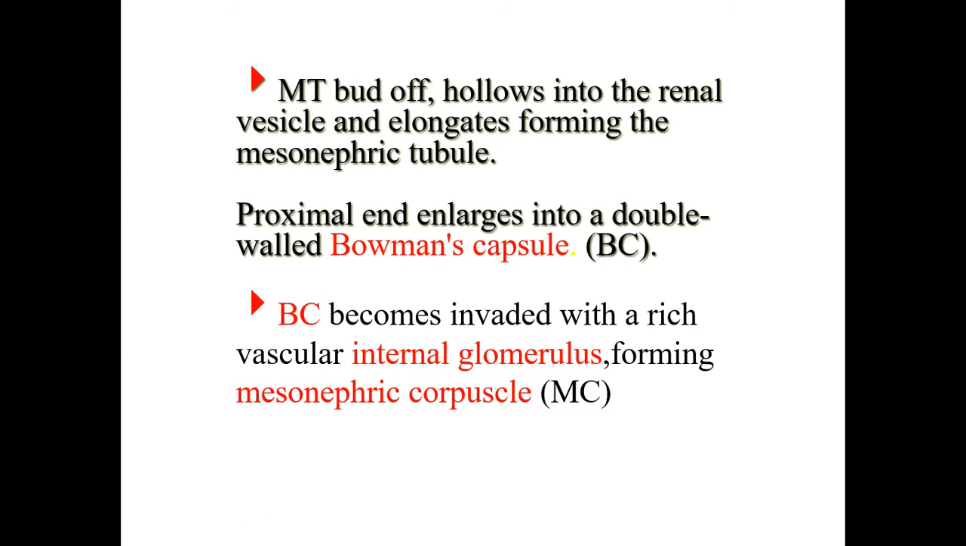The mesonephric tubules bud off, hollow in the renal vesicle and elongate, forming the mesonephric tubule. The proximal end, that is the medial one, enlarges into a double-walled Bowman's capsule. This Bowman's capsule is invaded with vascular internal glomerulus forming the mesonephric corpuscle. We know that very well. The Bowman's capsule is cup-shaped, in which a branch of the dorsal aorta comes, and that forms the capillaries, so they form the mesonephric corpuscle.